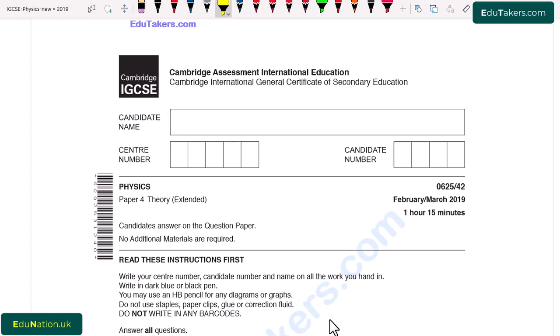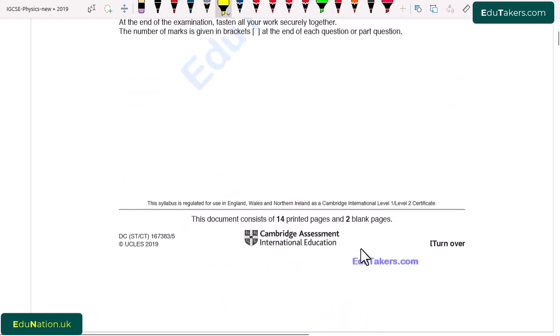Today we are going to solve Cambridge IGCSE Physics Paper 4 Theory Extended. Paper code is 0625 with variant 42, held in February-March 2019. So let's start from question number 1.